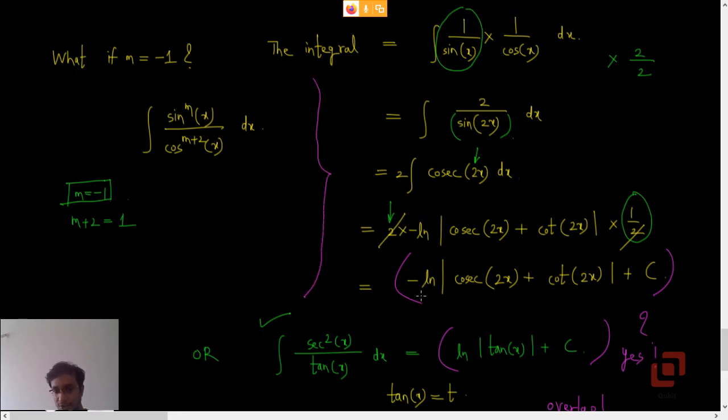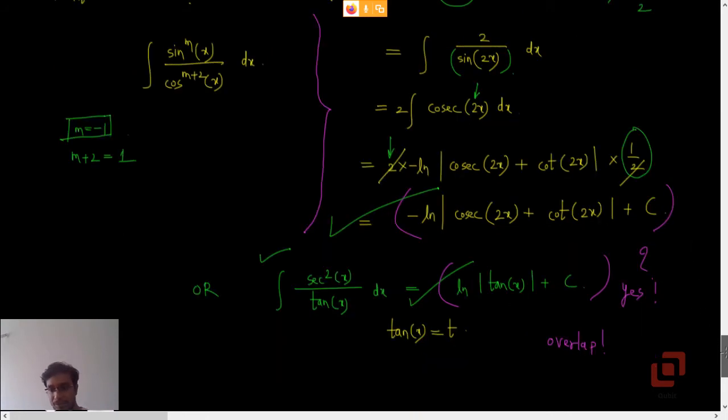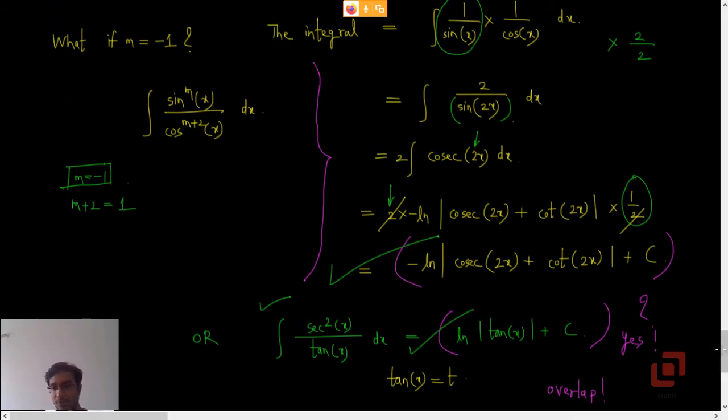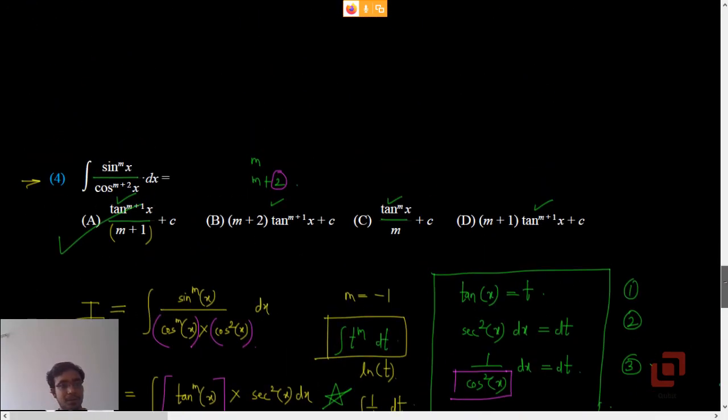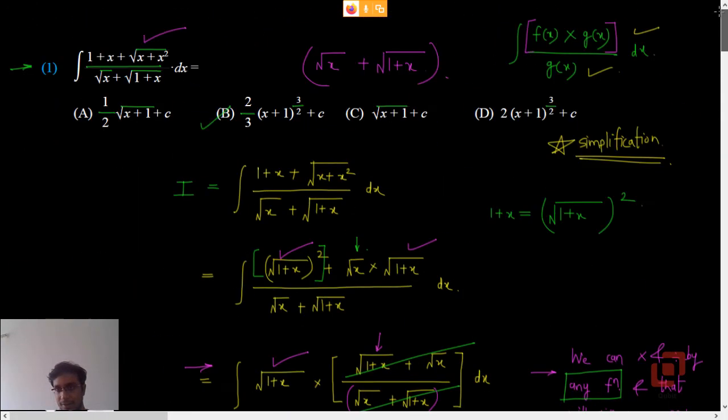So if you see this as the option, negative log of mod of cosec 2x plus cot 2x plus c, then you should mark it, and you should be able to establish the equivalence between this representation of the integral and this representation of the integral, and again this will come only through practice. All right, so we have completed this. Let's go to the next question, that is question 5.